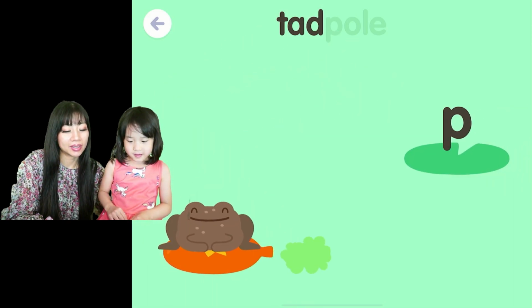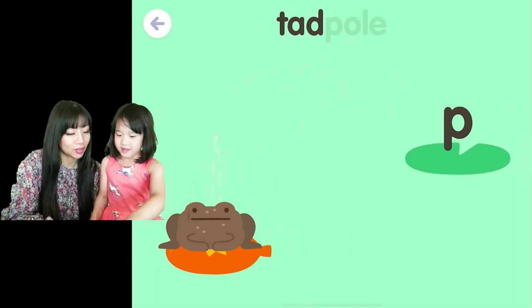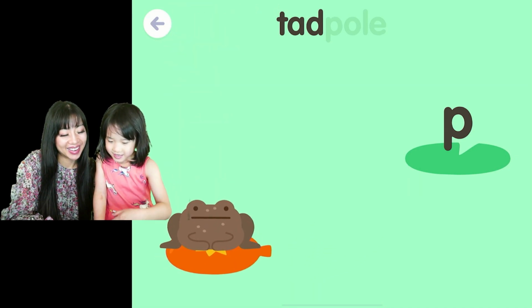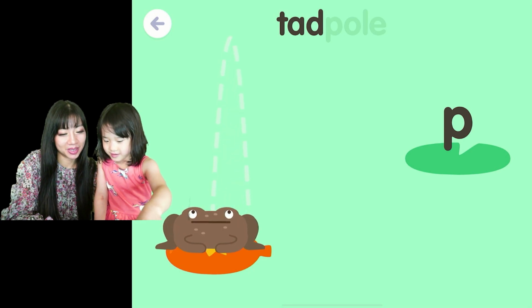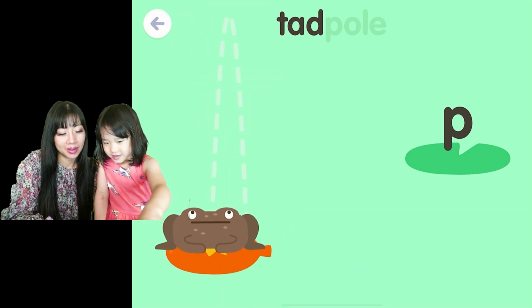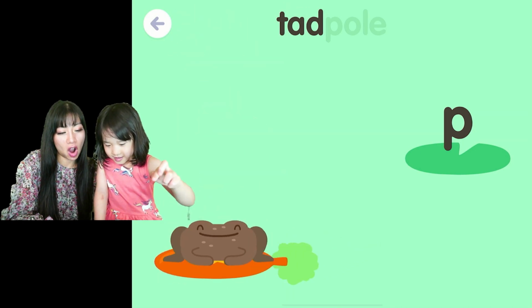Yeah. And then that's D. D. Yes. Oh, he just farted. No, he didn't. He farted in the bean. In the whoopee cushion. It's called whoopee cushion. Big fart. Big whoopee cushion fart.